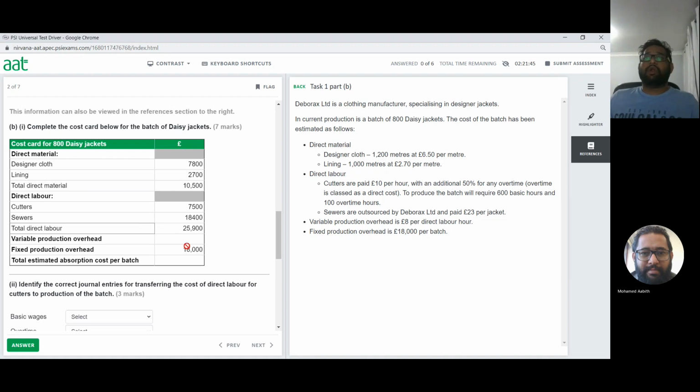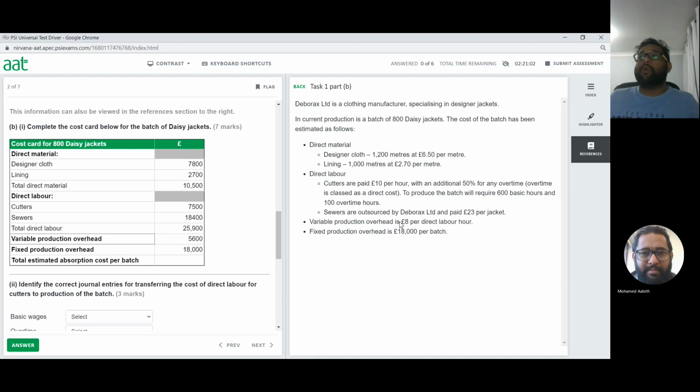So you have your direct material cost and your direct labor cost, which is 10,500 and 25,900. Then also they said here, variable production overhead is 8 pounds per direct labor hour. So for now, we need to find out what my direct labor hours are altogether. If you look at that here, 600 basic hours plus 100 overtime, because they have said that overtime will be classed as a direct cost. Therefore, 700 multiplied by 8, which will give you 5,600 pounds as my variable production overhead.